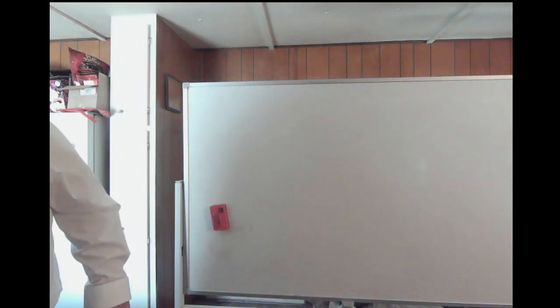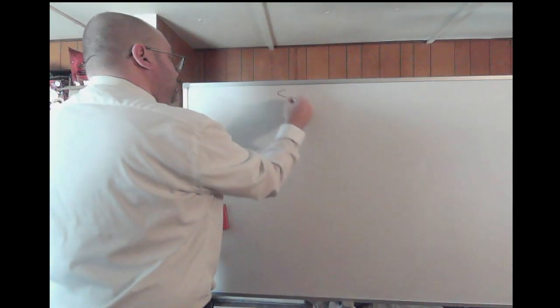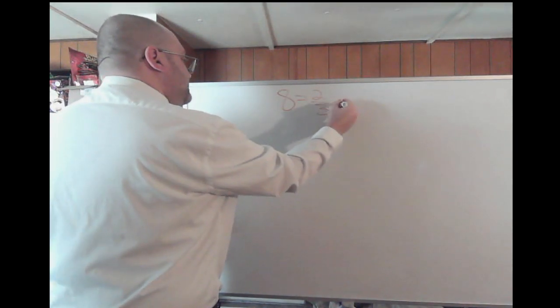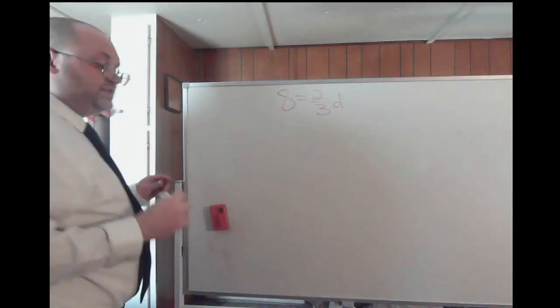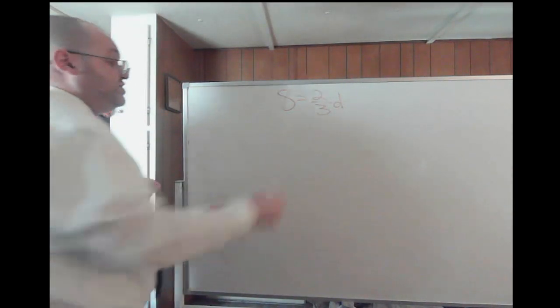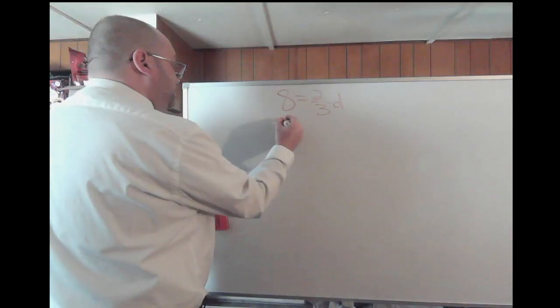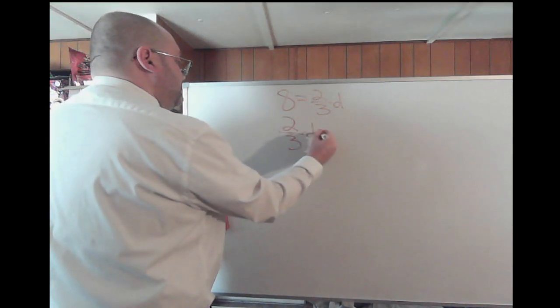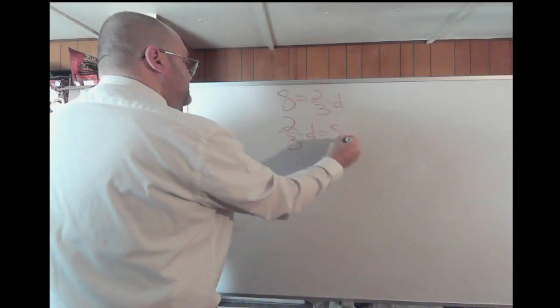Okay, we're down to 4 more. We're on the home stretch. 8 equals 2/3 times d. First thing I would do, switch these around, put your variable on the left-hand side. You'll have 2/3 d equals 8.